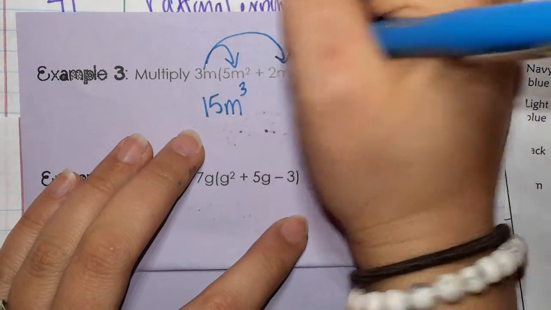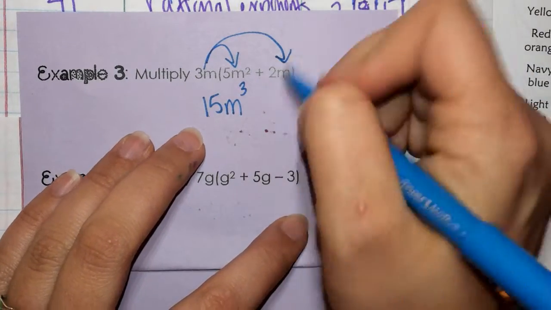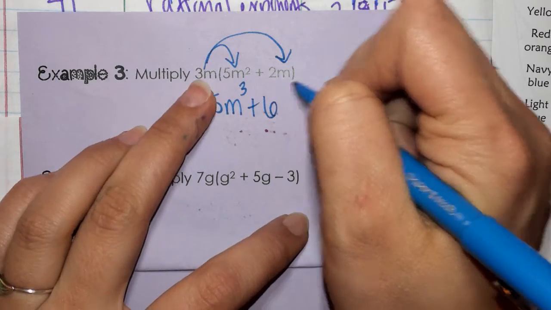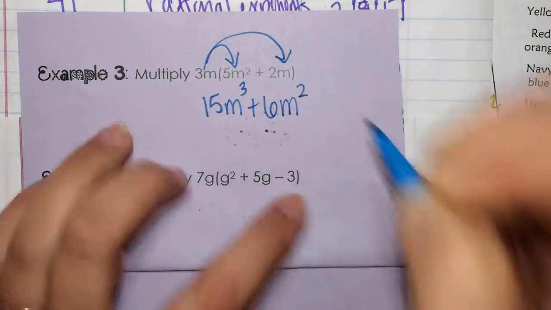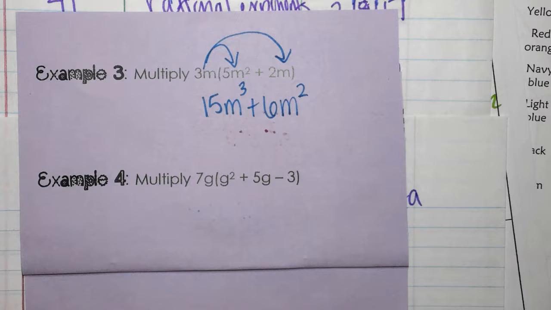Alright, now we're going to do 3m times 2m. What's 3 times 2? 6m squared. And m times m is m squared. Now, do we need to walk through that again?